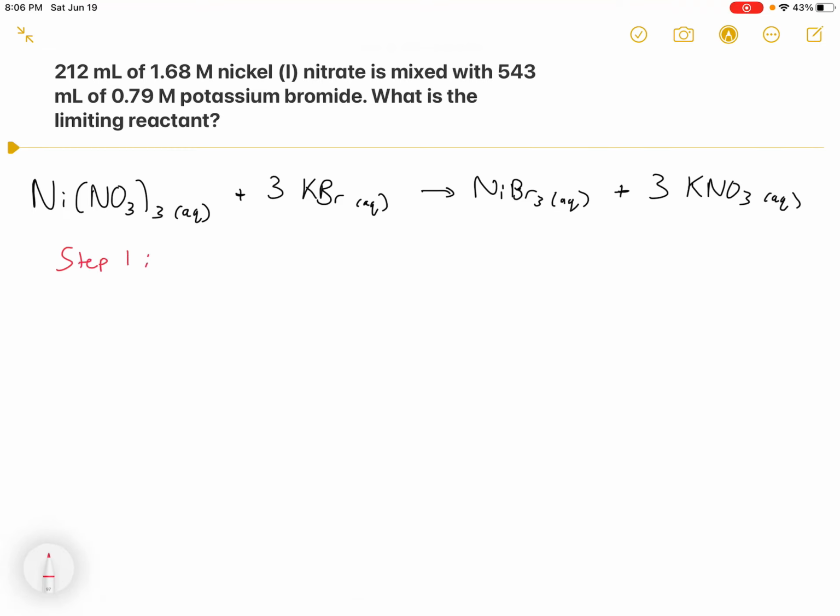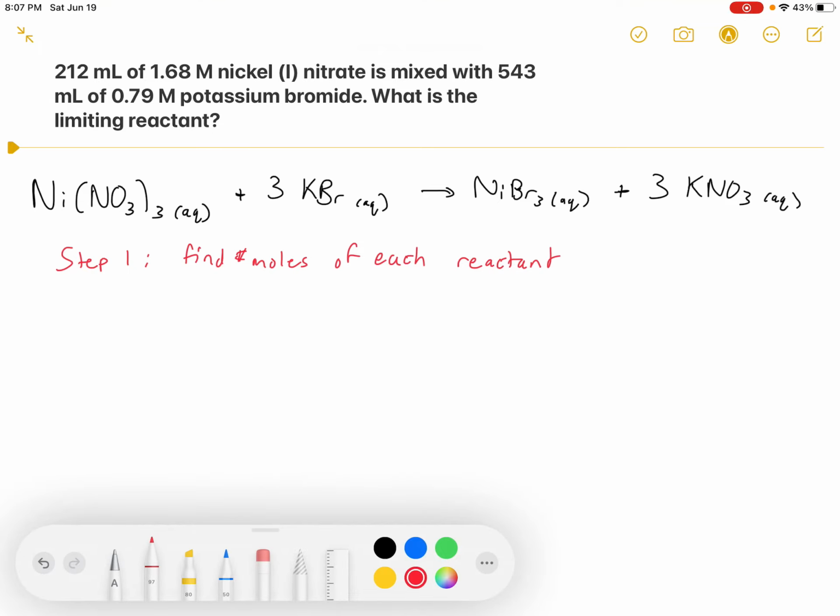Alright, so step 1. Find the number of moles of each reactant. We know that this is a limiting reactants problem because we're given data for both reactants. We're not only given it for one, we're given it for both. So that's got to be a clue in our mind to think, okay, this is a limiting reactants problem. So that's our first step.